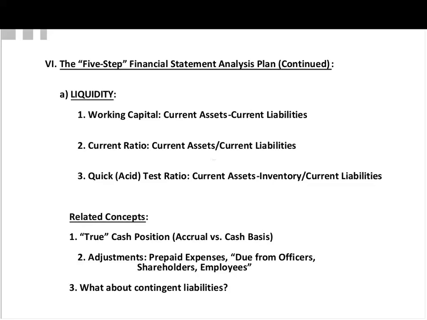So most analysts in these related or higher level concepts, 1, 2, and 3, will throw out prepaid expenses out of current assets. Did they violate GAAP? Absolutely. But remember, they're not preparing the financial statements, they're analyzing the financial statements. The next category, under Part 2 off to the right, due from officers, shareholders, and employees, we would exclude those from the current assets, which of course would impact all 3 calculations up above.